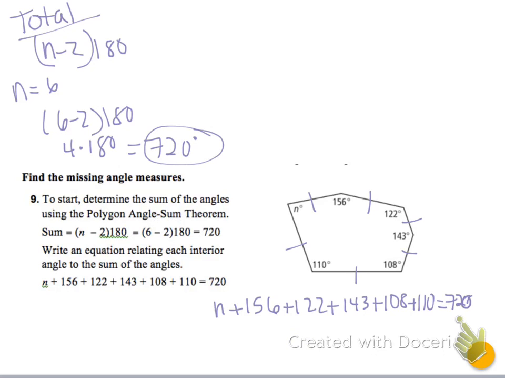So first off, let's add it. Let me erase that. So I have n plus 639 equals 720. We're going to subtract that 639. So 720 minus 639, and that one angle that I have left is 81 degrees. If it was a regular figure, we could have done n minus 2 times 180 divided by n because all the angles would have been the same. But because they're not, we can't do that.